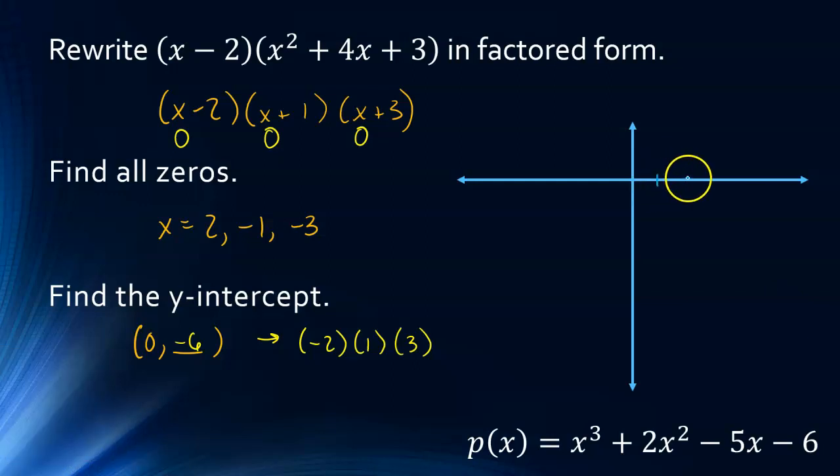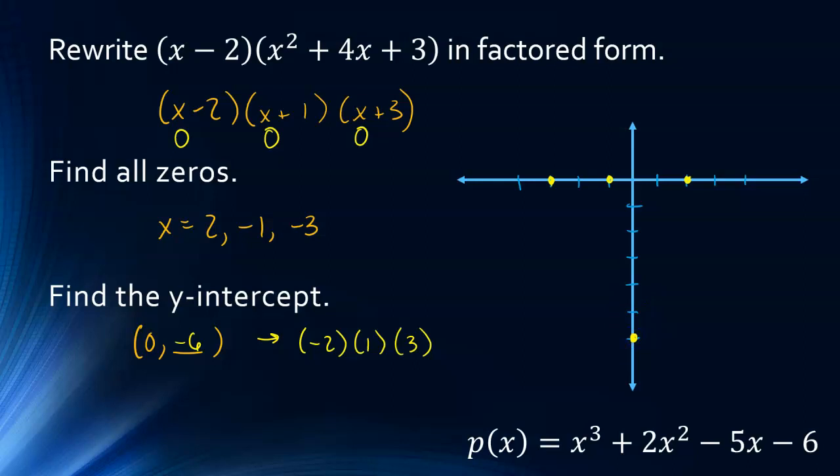So let's go ahead and graph this out. I'm going to put some dash marks up here on the x-axis. So I'm on my y. All right, so let's plot all these points. We have an x-intercept of 2, an x-intercept of -1, and an x-intercept of -3. We know the y-intercept is at -6: 1, 2, 3, 4, 5, 6.